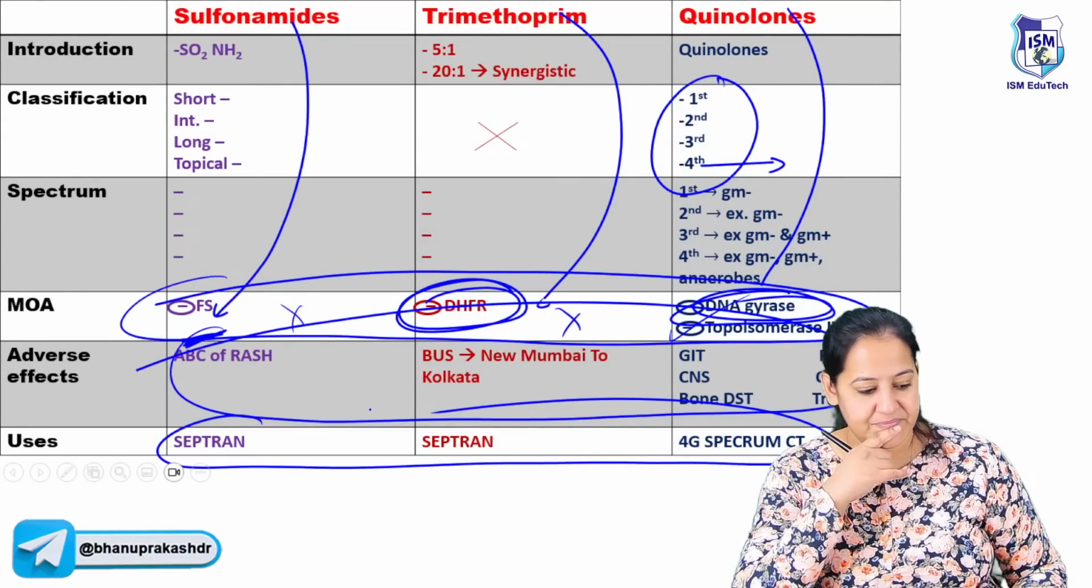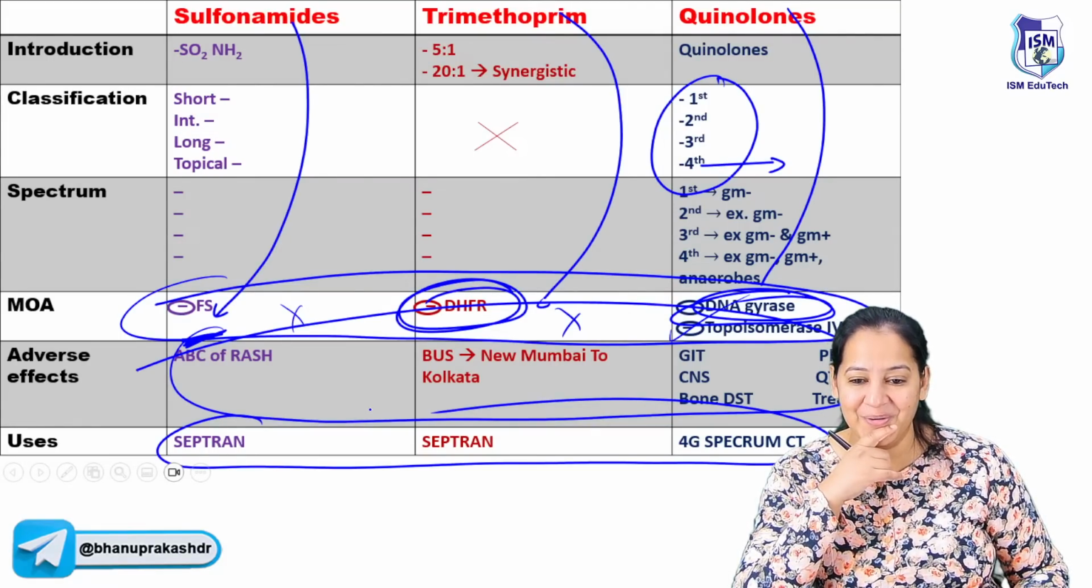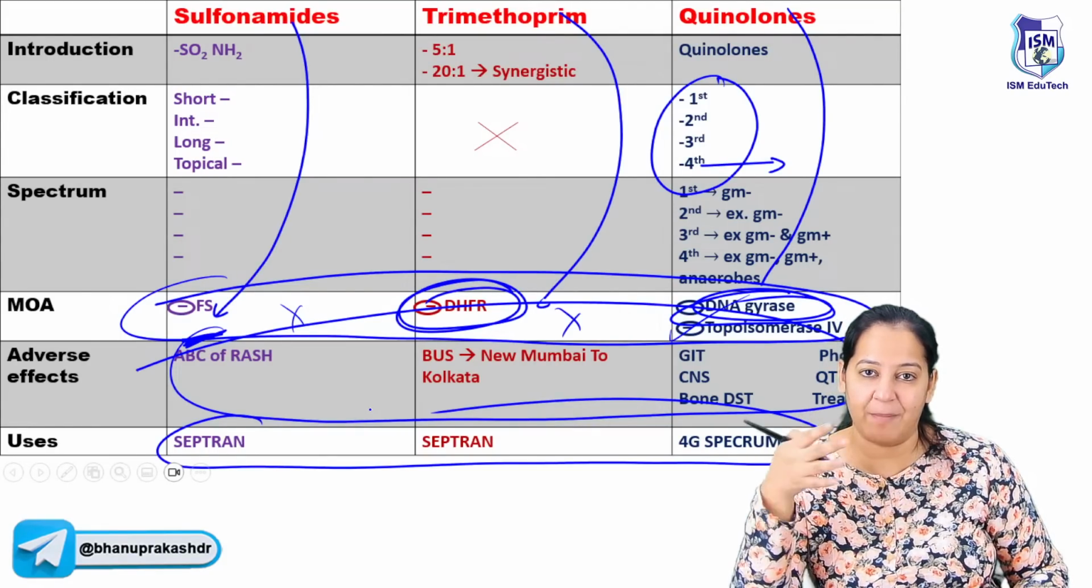Appreciate my efforts. Say yes if you all got it. Can we go ahead? Haan bolo, can we all go ahead? Say yes. This is how chapter by chapter we are covering.